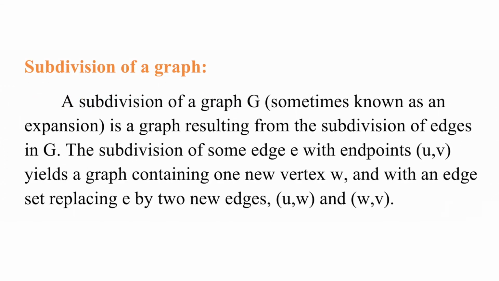So, the definition of subdivision of a graph I am going to just recall here. A subdivision of a graph, sometimes we can call that an expansion, is a graph resulting from the subdivision of edges in G. The subdivision of some edge E with endpoints U and V yields a graph containing one new vertex W and with an edge set replacing E by two new edges, UW and WV. What we are actually doing here is putting a vertex on an edge that separates that edge into two edges.